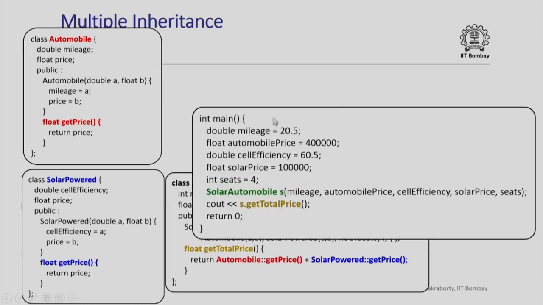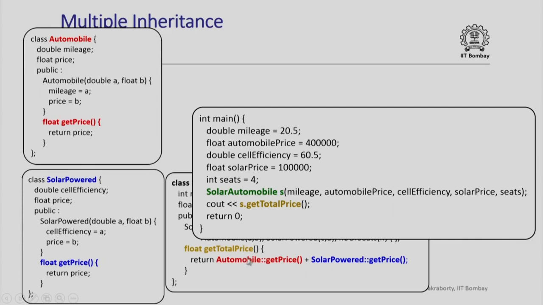And now here is the main program where I have initialized some local variables, and then here I instantiate an object of the class solar automobile with these parameters. Basically the constructor for the class solar automobile is going to be called with these parameters. That in turn is going to call the constructor for automobile with certain values of parameters, and the constructor for the class solar powered with certain values of parameters. And finally when I say s dot get total price, the object s being of class solar automobile, this function is going to get invoked.